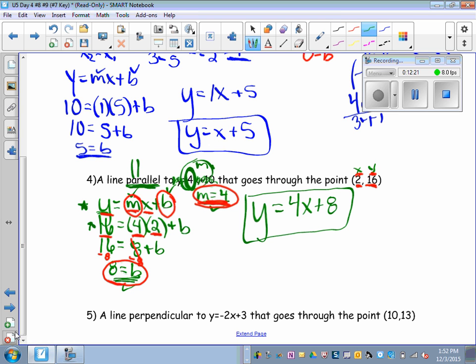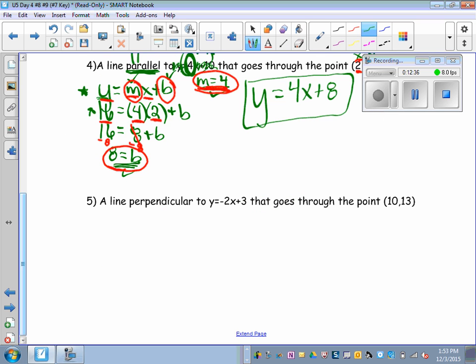Okay, and then finally, number 5. What does it mean to be perpendicular, Louise? Same slope. No. Opposite. What'd you say about 90 degrees? 90. Yes, perpendicular means they come together at a right angle, 90 degrees. And so if it's perpendicular, what does that mean for my slopes? They're opposite. They're opposite and something else. Starts with an R.